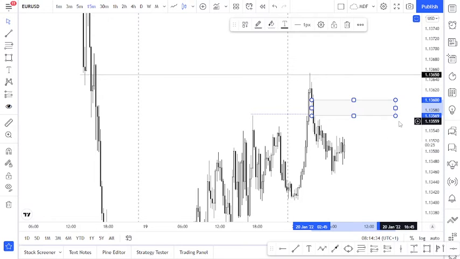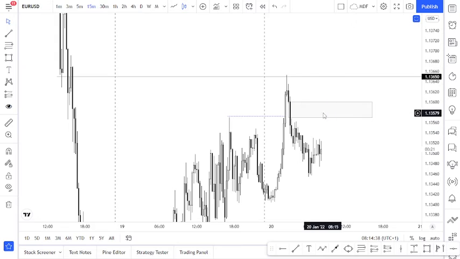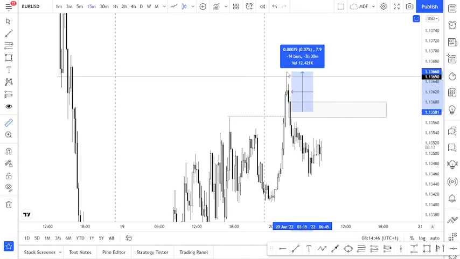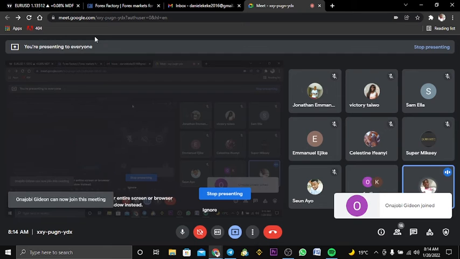That is 1.13580. So if I see an entry here, I will be looking at this region to sell Euro USD. So if my time comes up and it meets up to everything I'm looking out for, I'll be looking to sell Euro USD somewhere around that region with 8 pips stop loss. So that's basically what I'll be looking at for the Euro USD there.